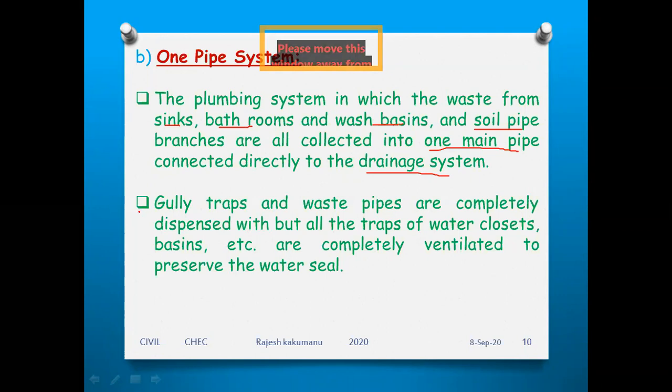Second one, gully traps. What is the meaning of gully? Except the normal waste coming from the house, the waste which is coming from the human excreta. So the gully traps and waste pipes are completely dispensed with.